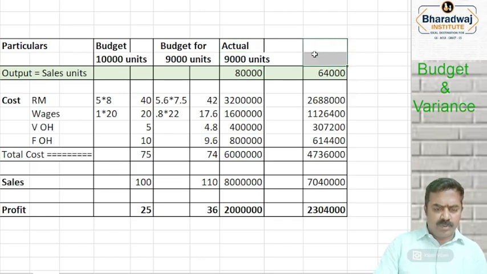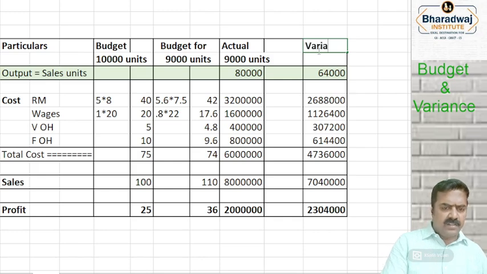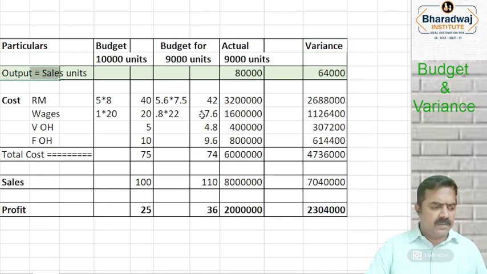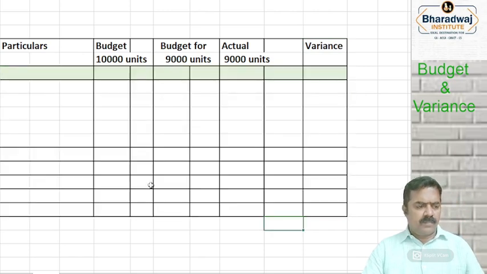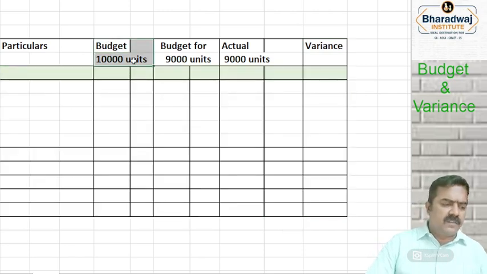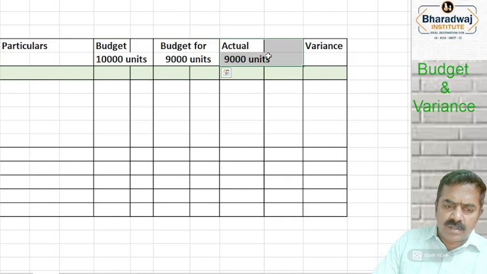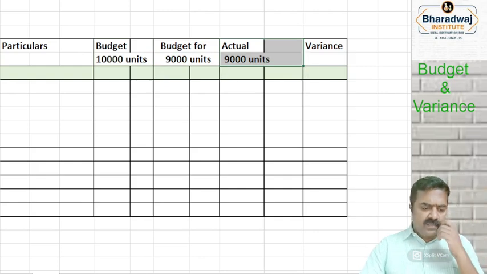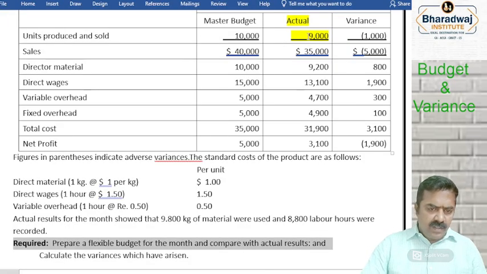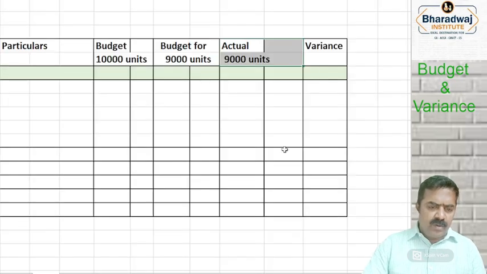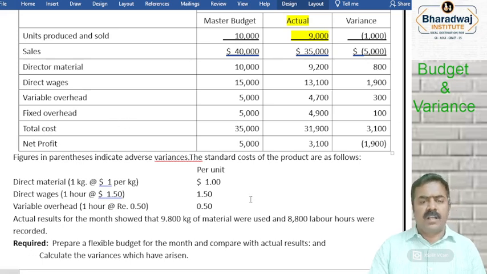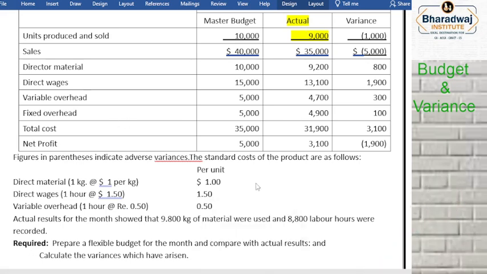Then they ask you to work out what is the variance and analyze the variances. So budget is given for 10,000 units. You prepare the budget for 9,000 units. See the actual results for 9,000 units that is given to us in the question itself. Then compare and find out which one? Variance. Try it, let's see. You are going to try.